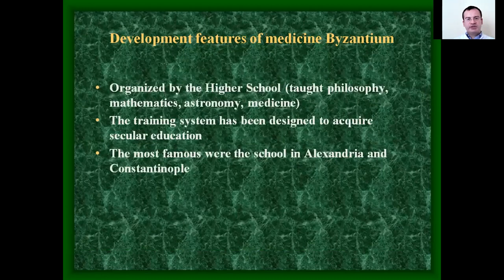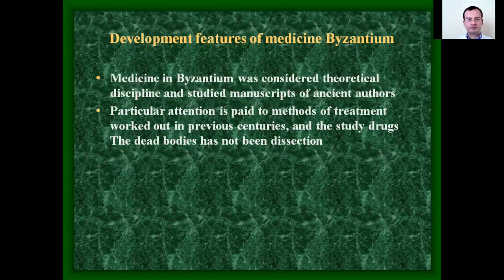The development features of medicine in Byzantium. Higher schools were organized, which taught philosophy, mathematics, astronomy, and medicine. The training system was designed to give a secular education. The most famous were the schools in Alexandria and Constantinople. Medicine in Byzantium was considered a theoretical discipline and manuscripts of ancient authors were studied. Particular attention was paid to methods of treatment worked out in previous centuries and the study of drugs. The dead bodies were dissected.